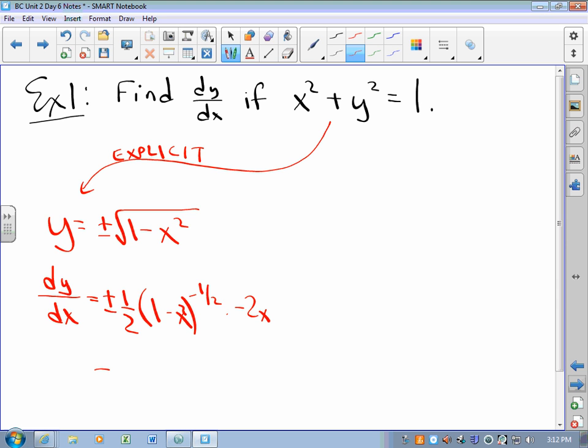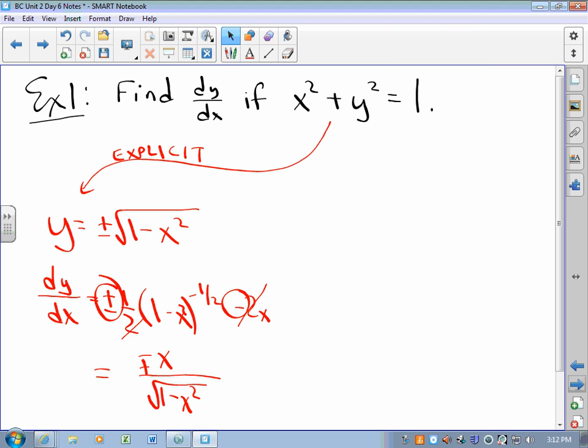And so what is that? Well, the 2 and the 1/2 cancel, leaves you with an x up top, a radical on the bottom, and believe it or not, when you multiply plus or minus by minus, you get minus or plus. And so you have an ugly expression. It's explicit, but it's an ugly expression.